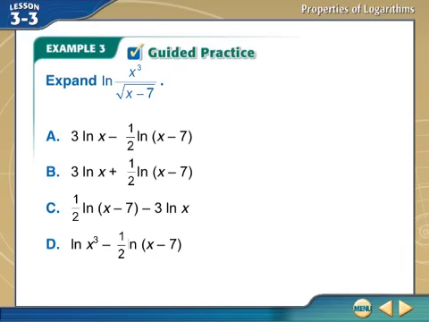In example 3 guided practice, we're asked to expand natural log of x cubed divided by the square root of x minus 7. What we want to do is apply the properties of logarithms that we've previously discussed to expand this logarithm. You have 4 choices, A, B, C, and D. I would like you to expand this logarithm, select your response, and then press submit.